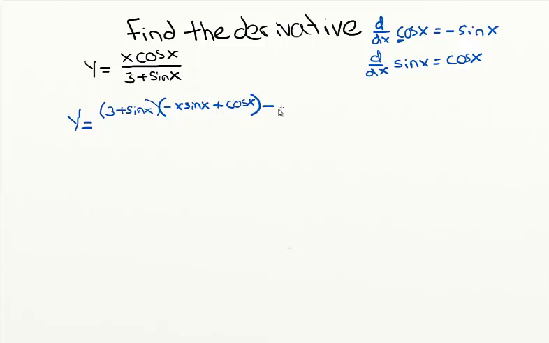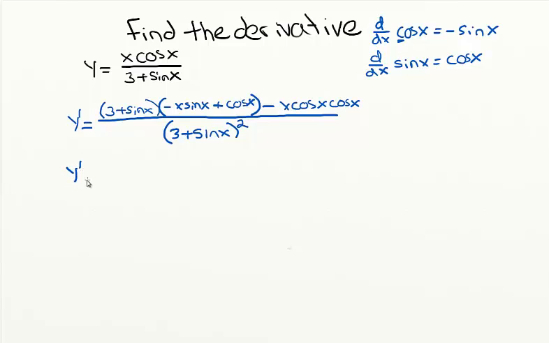Now we're going to subtract our high d low. Our high function is x cosine of x, and our d low, well, the derivative of 3 is just 0. And then we add to that the derivative of sine of x, which is cosine of x, and that's multiplied by our high, so we multiply that by our cosine of x, because cosine of x is just the derivative of the bottom, because we have a 0 for the derivative of 3. And then our quotient rule says all of that has to be over low squared, so that's our bottom, 3 plus sine of x, and we're going to square that.